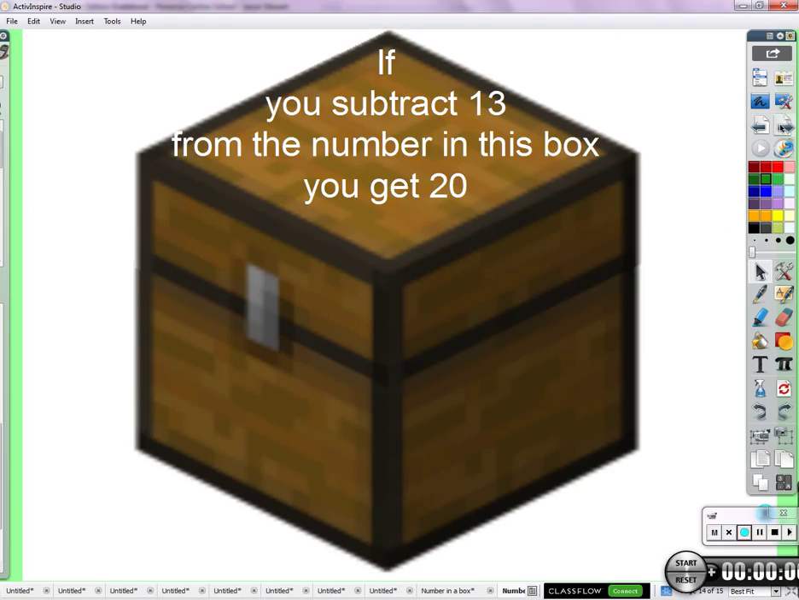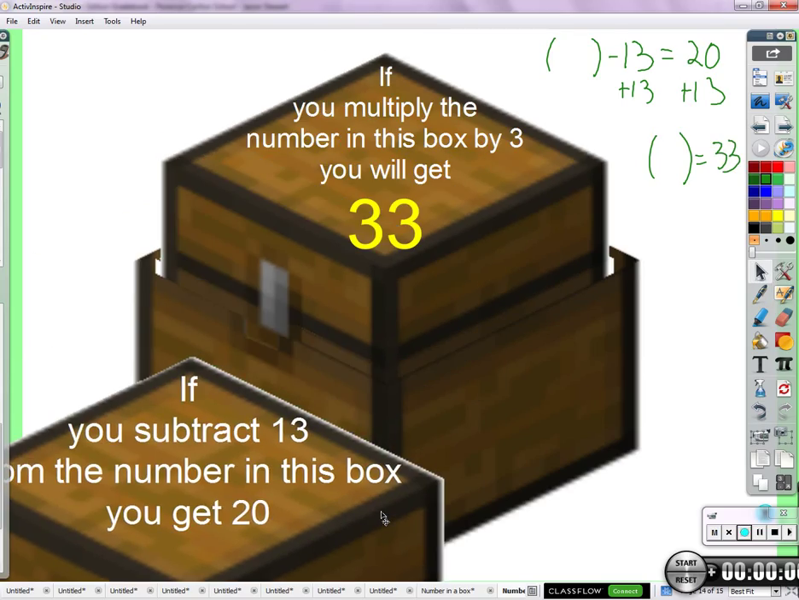Okay. Got more. Someone tell me this equation. Subtract 13 from this number. X minus 13. And since I'm suspicious, I'm just going to write this as a blank spot. So minus 13 equals 20. So I'm going to add 13 to both sides. And whatever this thing is, it's equal to 33. Let's see if we're right. Yeah, 33 was correct.